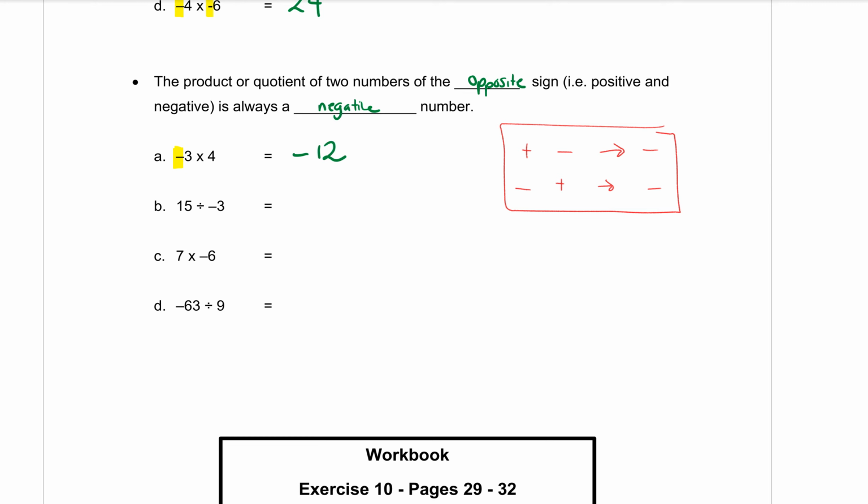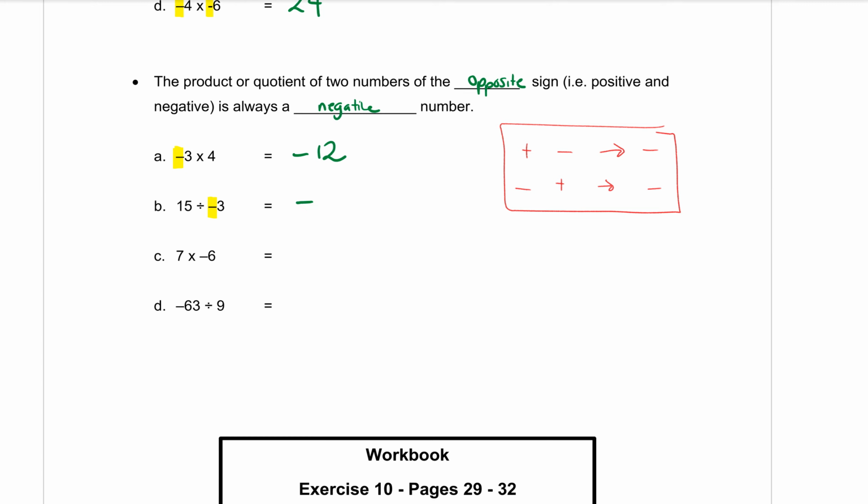Okay, we haven't done this one yet, but there's a divide there. Divide works the same way. 15, there's no minus sign. That's a positive number. But the 3 has a negative sign in front of it. One of them is positive, one of them is negative, which means my answer will be negative.